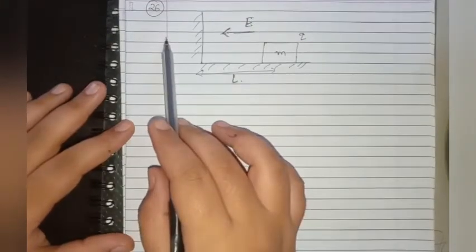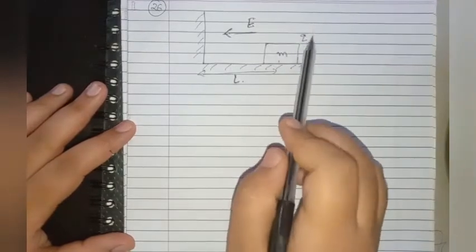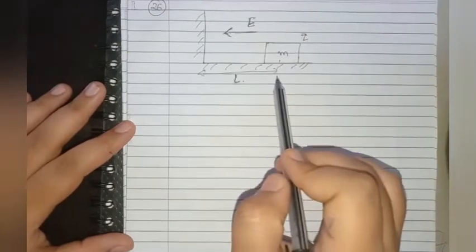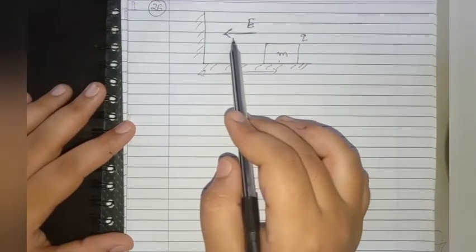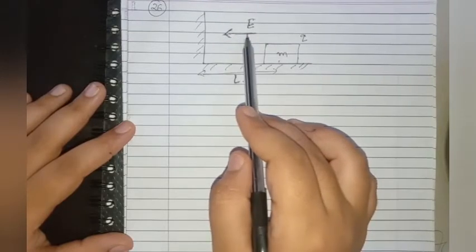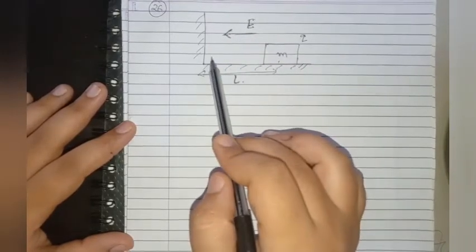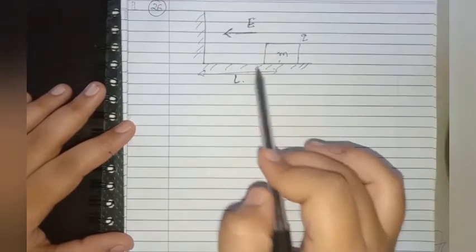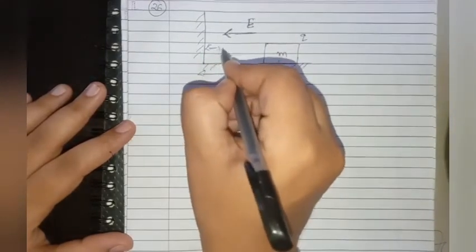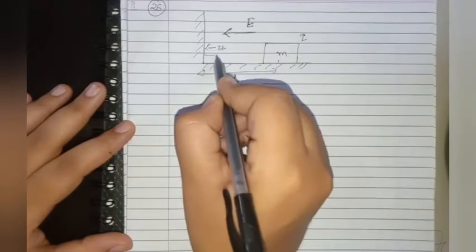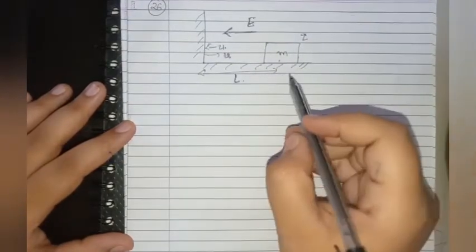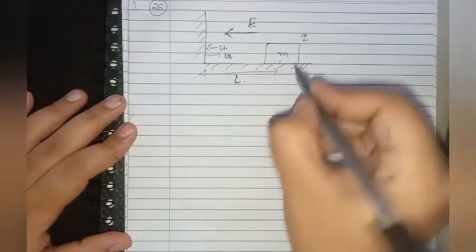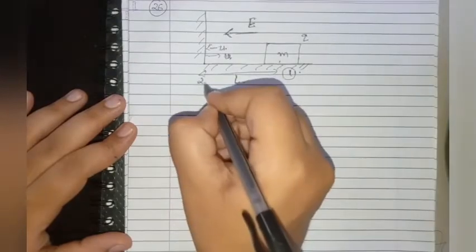In question number 26, a block having mass m and charge q is resting on a frictionless plane at a distance L from the wall. The electric field E is switched on in this direction. The collision of the block with wall is perfectly elastic. That means there is no loss of kinetic energy. If this block hits the wall with speed u, then it will again bounce back with same speed u. We want to find the time taken by the block to return to the initial position. Let's say this is position 1 and this is position 2.